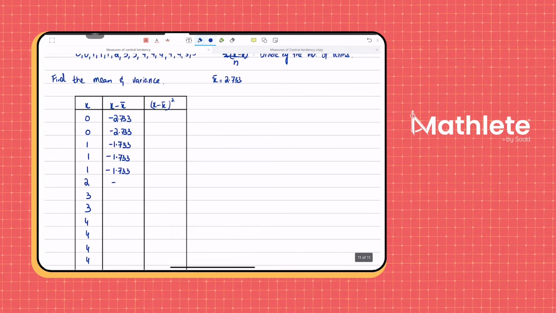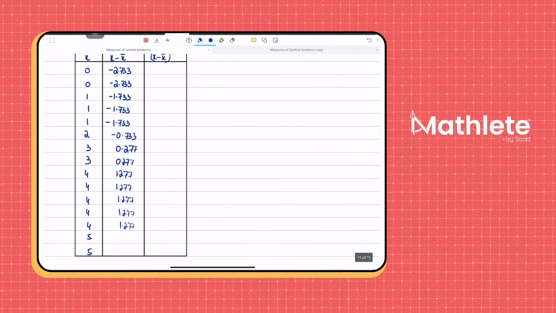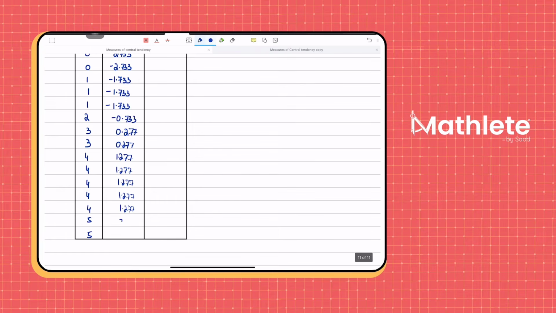Then we have minus 0.733, and now it's going to be 0.277, actually, 0.277. 4 minus 2.733, that's going to be 1.277. Again 1.277, repeated for the remaining fours, and then 5 minus 2.733, that's going to be 2.277, and then 2.277 again.